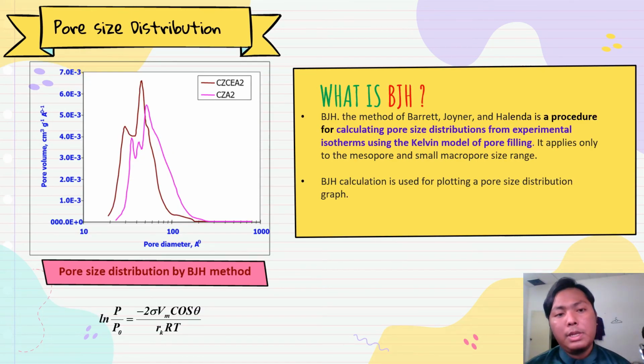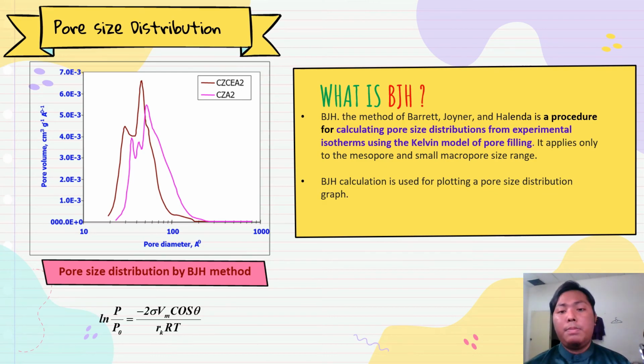Okay, on the previous slide, we discussed how to calculate and plot the surface area. This time, I will explain how we can plot the pore size distribution. Pore size distribution can be plotted by using the BJH method. So, what is the BJH method? What does BJH refer to?